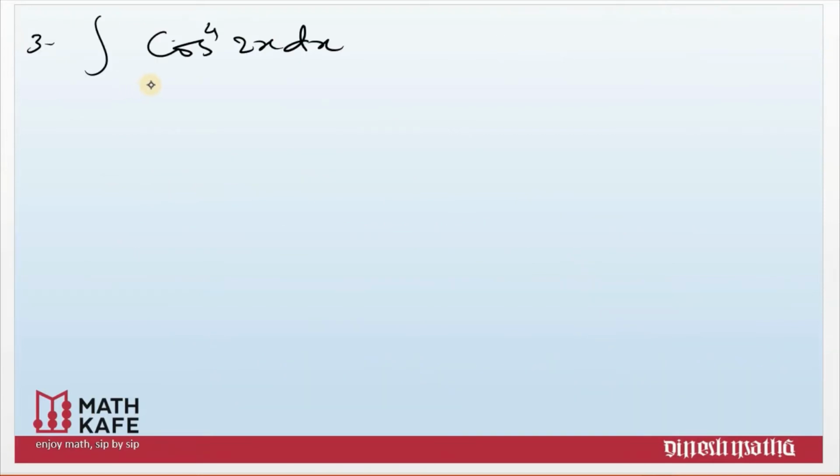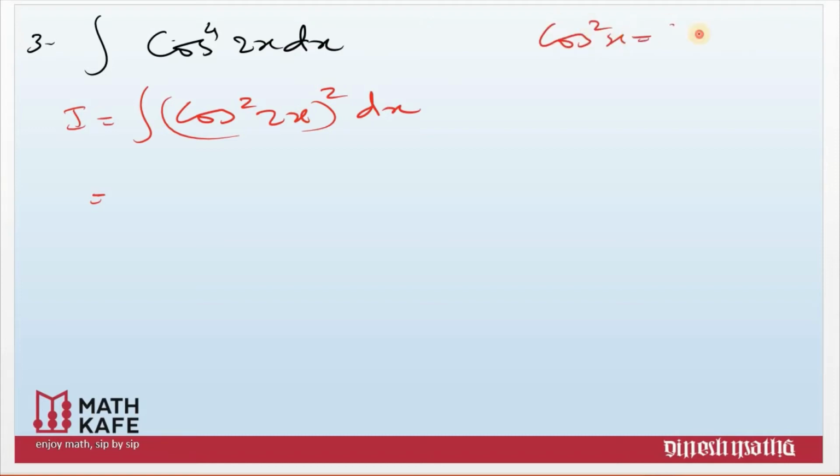Let us consider the third example. Integral cos raised to 4 2x dx. Just like the other one, we will start with integral of cos square 2x the whole square dx. This cos square x, we need to apply the formula. Now you remember cos square x was 1 plus cos 2x divided by 2.